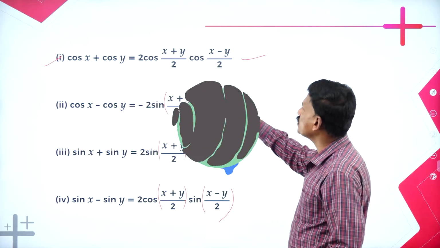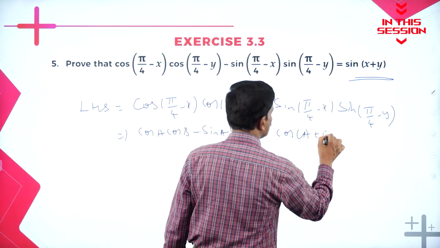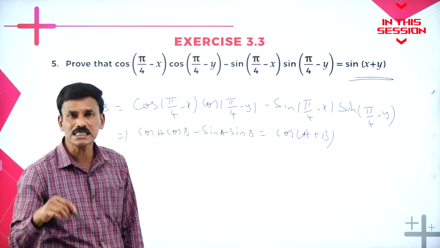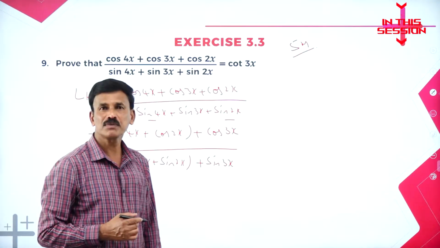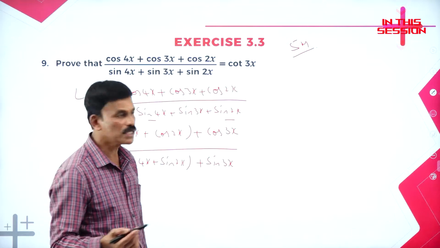Cos x plus cos y is equal to cos of (x plus y) by 2 into cos of (x minus y) by 2. What is cos a plus b? Cos a plus b is cos a cos b minus sin a sin b. Now what is cos c plus cos d? Cos c plus cos d is 2 cos (c plus d) by 2 into cos (c minus d) by 2.